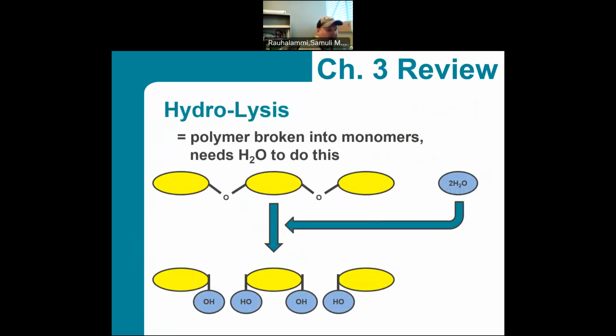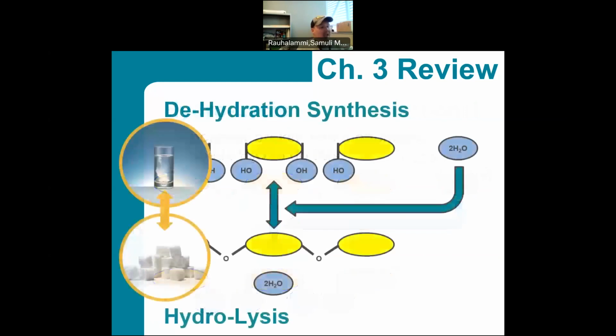The opposite reaction can also take place where we have a large polymer that's broken apart into individual monomers with the help of adding water to this chemical structure. This kind of reaction is known as a hydrolysis. We use water to break apart, to lose a polymer into monomers. We do see in nature reactions where this can go back and forth as well. It's not stuck one way or another.